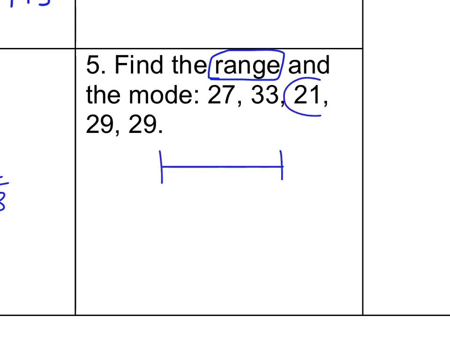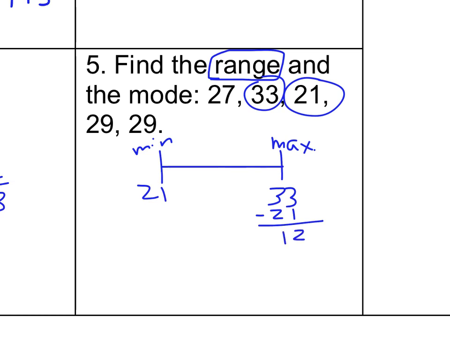So the beginning, the first number, would be 21, and the last number, which is our biggest number, would be 33. We call this our maximum, and we call this our minimum. And so we just want to know how far is this gap between them. And how would you figure that out? You would subtract 33 minus 21, and that would give you the difference between them, which is going to be 12. So our range is 12.